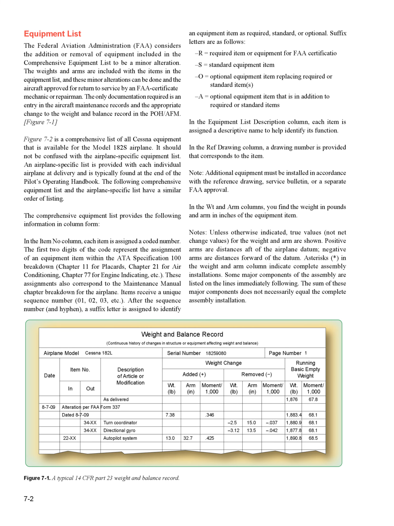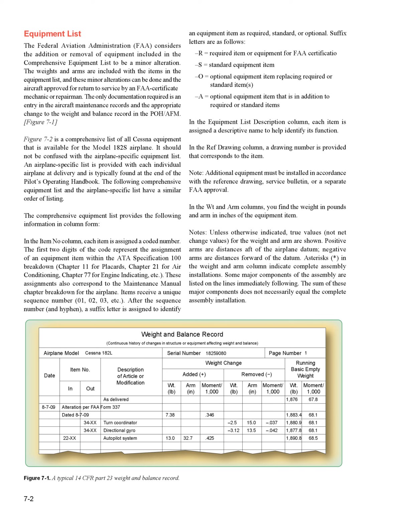The comprehensive equipment list provides the following information in column form. In the item number column, each item is assigned a coded number. The first two digits of the code represent the assignment of an equipment item within the ATA Specification 100 breakdown: Chapter 11 for placards, Chapter 21 for air conditioning, Chapter 77 for engine indicating, etc. These assignments also correspond to the maintenance manual chapter breakdown for the airplane. Items receive a unique sequence number: 01, 02, 03, etc.